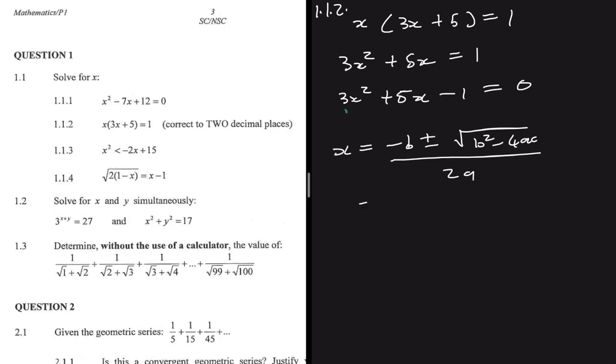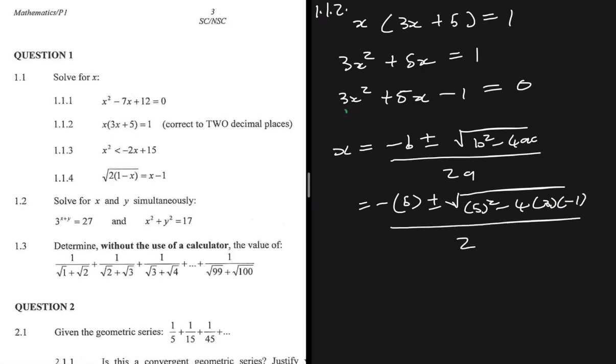And then if we substitute, in place of minus b we have minus 5, plus or minus the square root of 5 squared minus 4ac. a is 3 and c is minus 1. Everything divided by 2a, and a is 3, right? So x will be equal to, one value you're going to get is 0.18, and the other value you're going to get is x equal to minus 1.85. And just like that, we've solved for x using the quadratic formula.